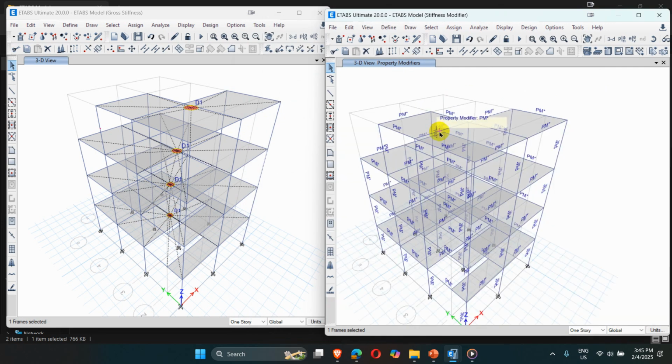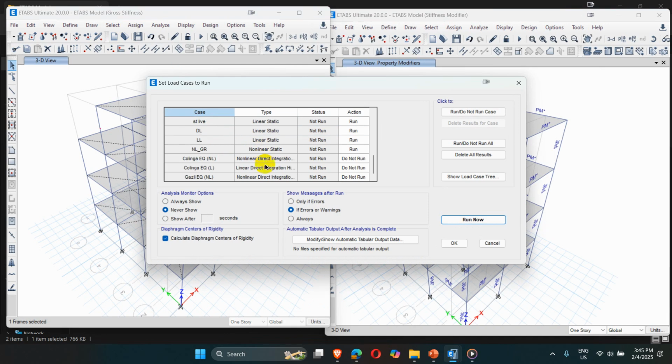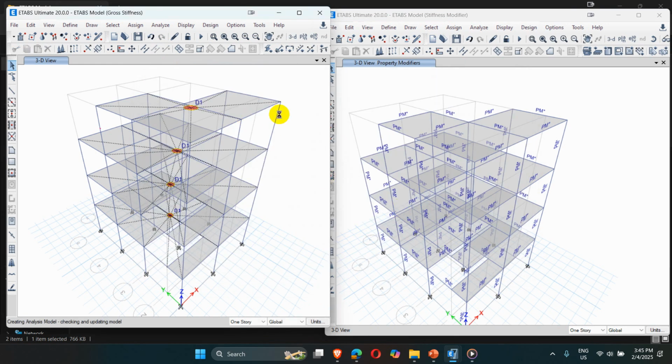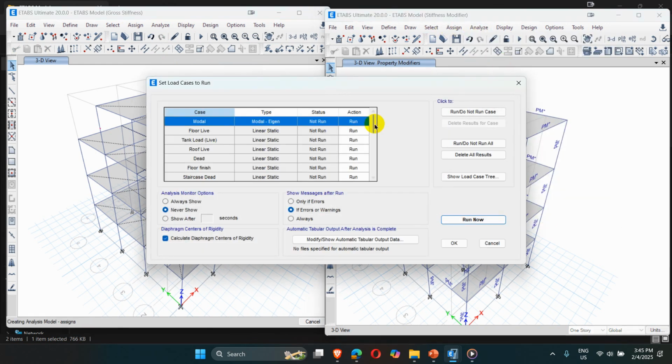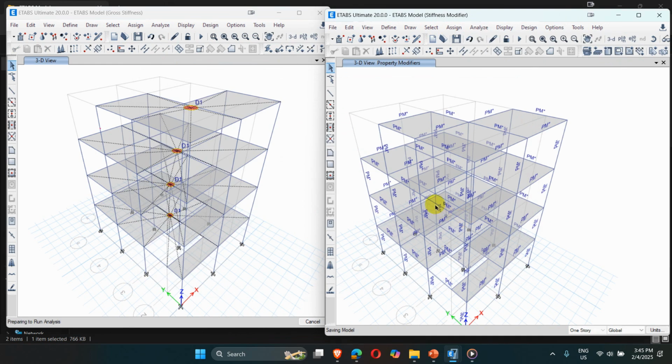So let me run both models. I'll run analyze, set load cases to run. No need to run the nonlinear load case, because I have set up the nonlinear load case also. Okay, so run for this model also, analyze, set load cases to run, nonlinear gravity not run, and the other nonlinear case not run. Okay, so let me run the analysis.